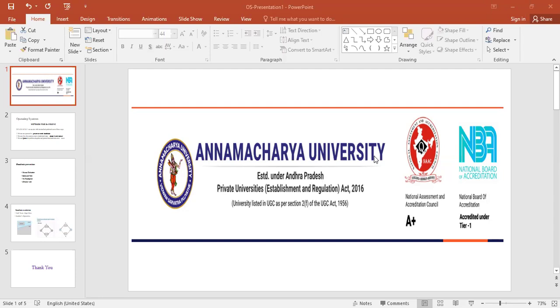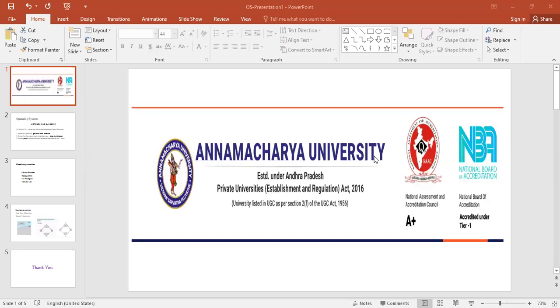In the last session, we discussed deadlocks, one of the topics in operating systems. In that topic, we discussed what deadlock is and the deadlock characteristics. In this session, we are discussing the next topic, methods of handling deadlocks.